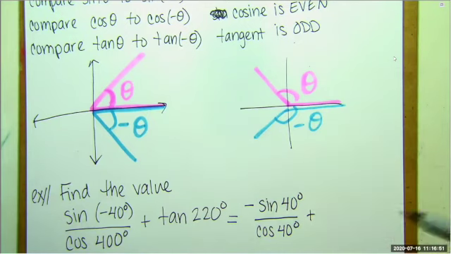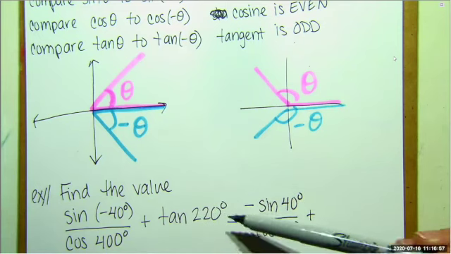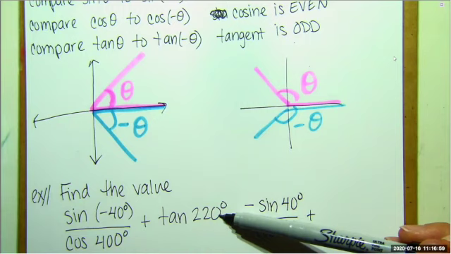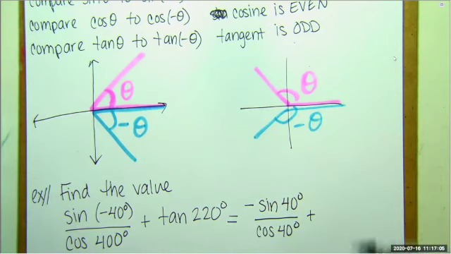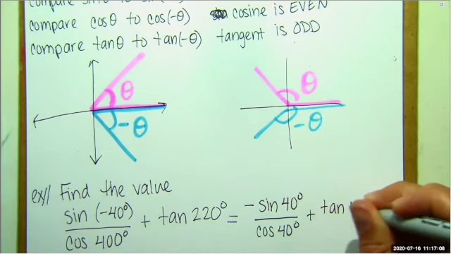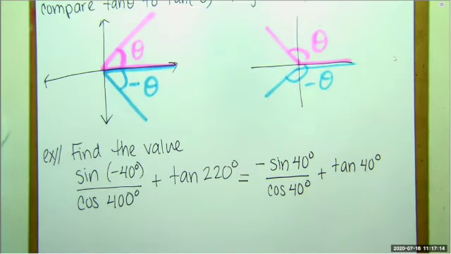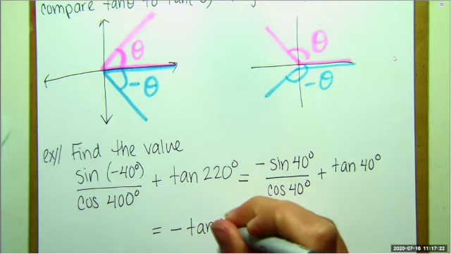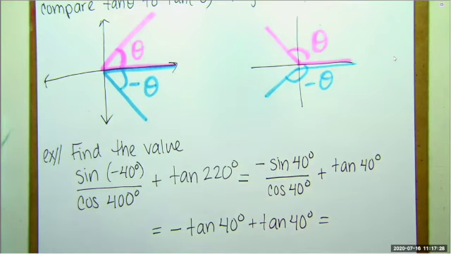All right, how about tangent? Now, in order to simplify this problem all the way, it would be helpful if all of these angles matched. How about tangent? What's the period of tangent? Pi or 180. So we can subtract off multiples of 180. So 220 minus 180 gives us 40. And this should work out nicely on your homework, that all of these angles end up being the same. All right, we have one more step here. Negative sine over cosine. Sine over cosine is tangent, so now we have negative tangent of 40 plus tangent of 40. This is equal to what? 0, yeah.